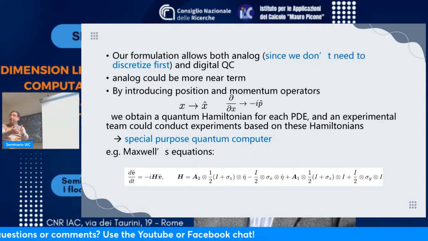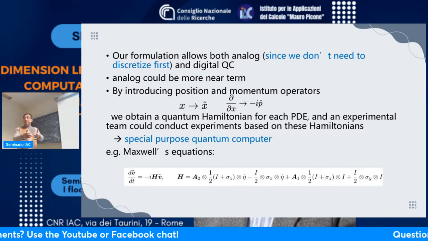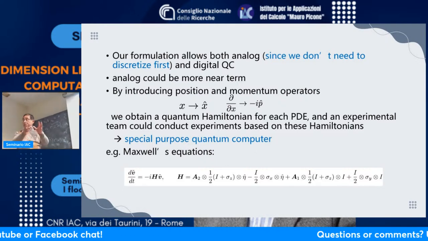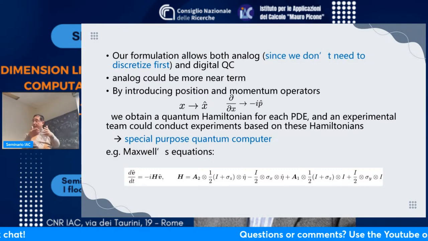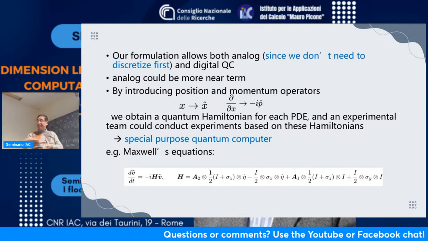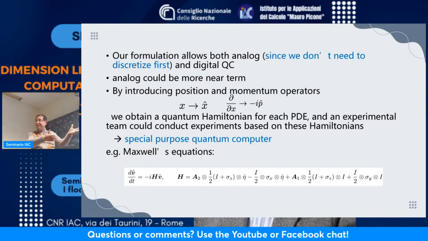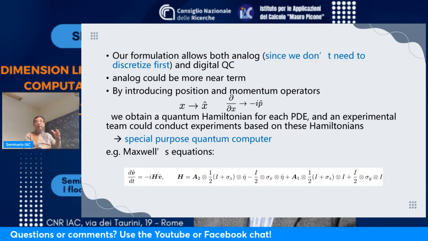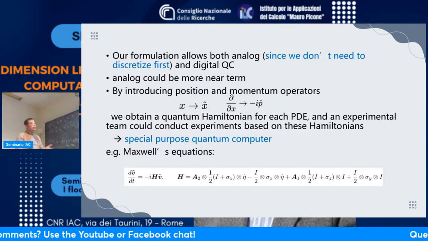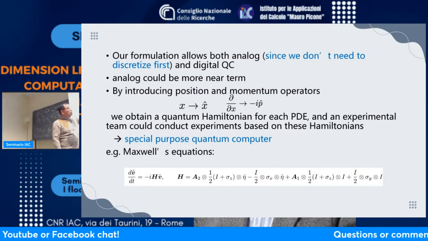We give it to the physicists, and they design an experiment. Once they can simulate this Hamiltonian, essentially they have a quantum computer for this equation, for this PDE. That's what we call the analog quantum. This is a special purpose quantum computer.